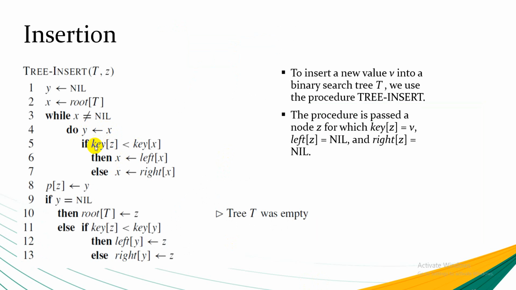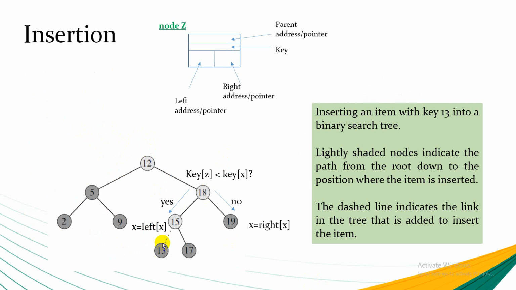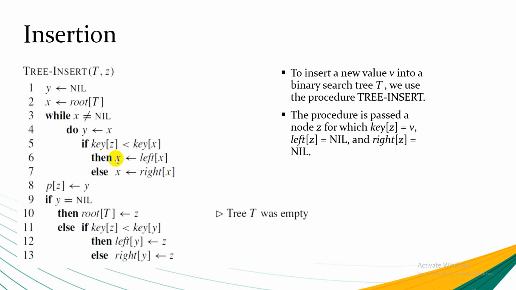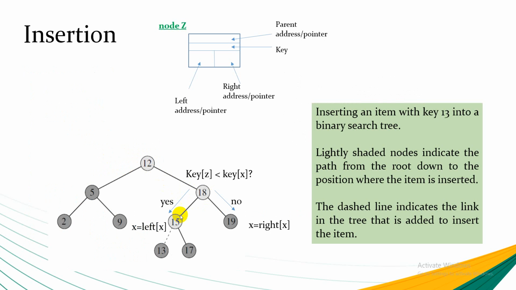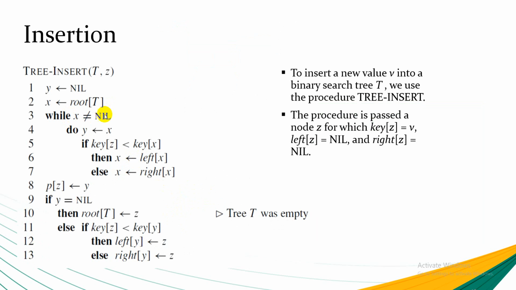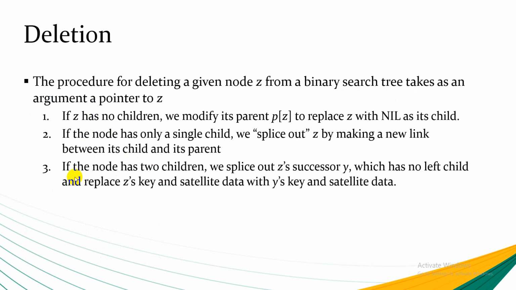Then is 13, the key of Z, less than 18? The answer is yes. So 13 that we want to insert, which is Z, is less than 18. This means that X will be equal to left of X. So X is now this element here. So is X different from null? Because we are still in the loop of the repetition. So yes, X, which is 15, is different from null. So what we do, Y equal to X.